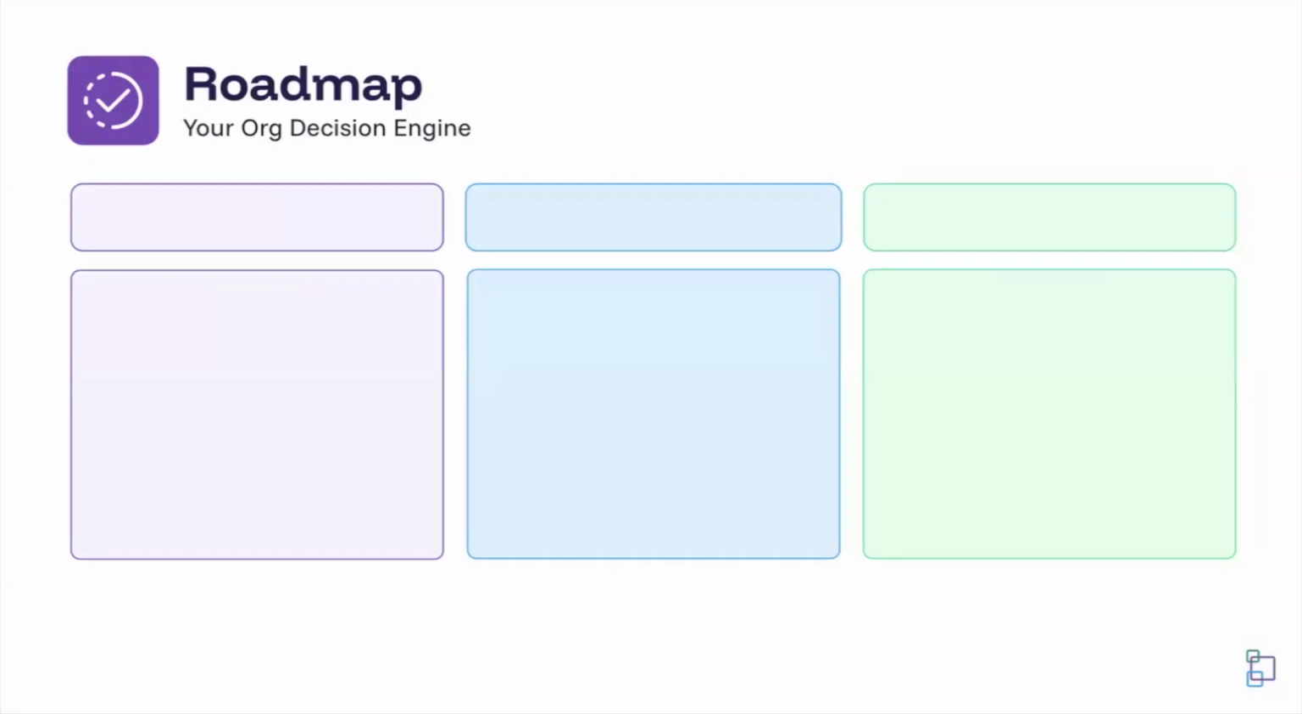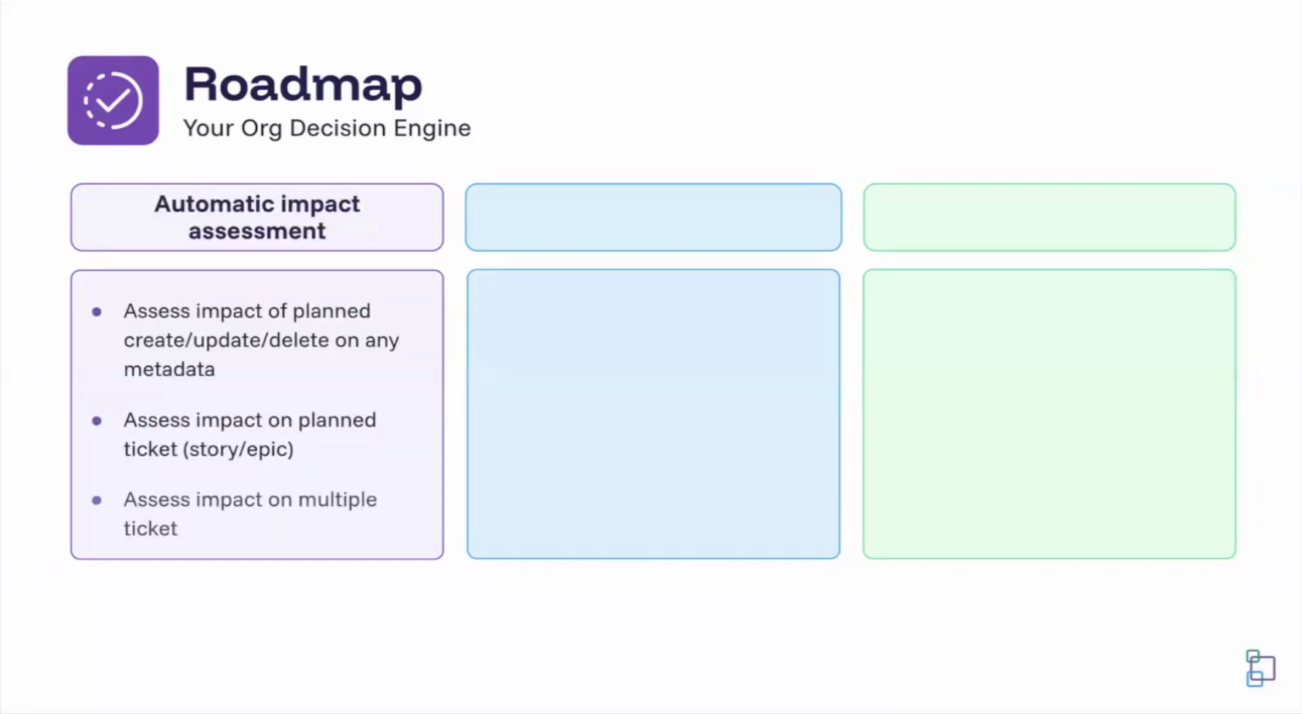So in that context, let's talk a bit about the roadmap for this capability for our org decision engine. Right now, our focus is on automatic impact assessment, and this is what's coming live in a matter of weeks: the ability to assess the impact of planned changes, creates, updates, deletes on any metadata, as I showed you there.